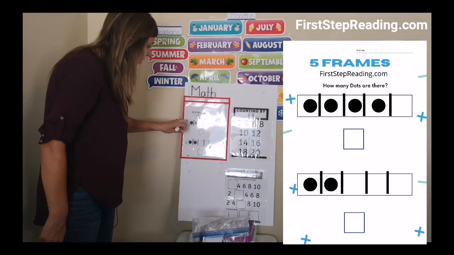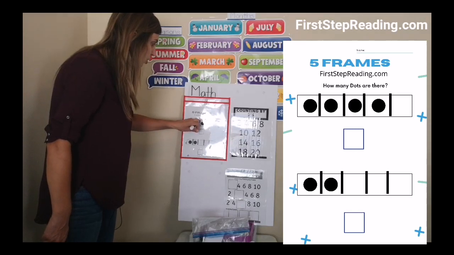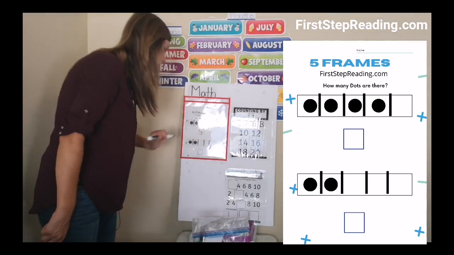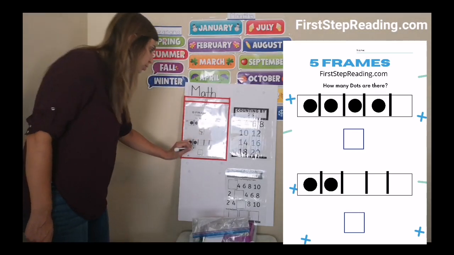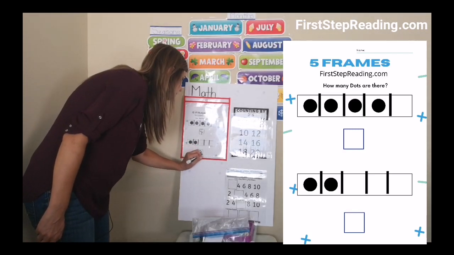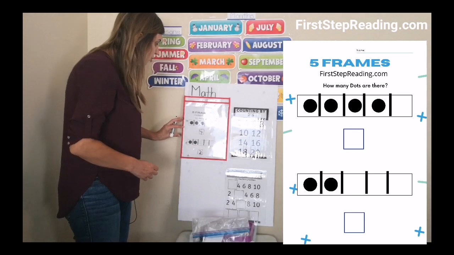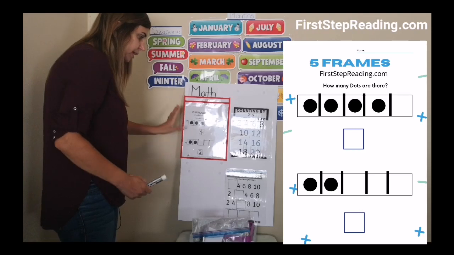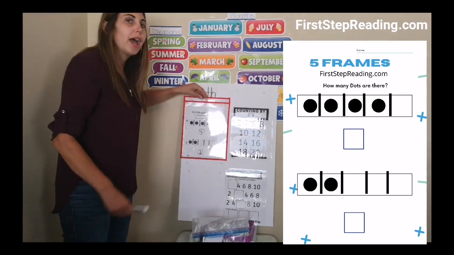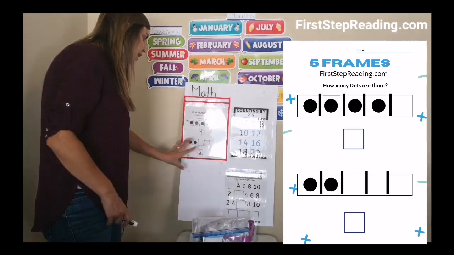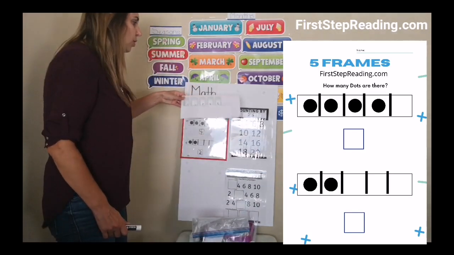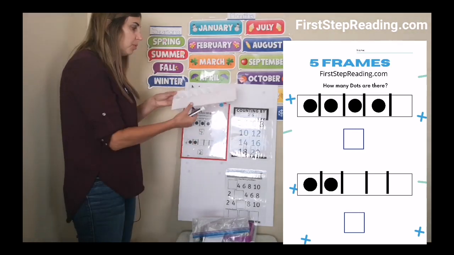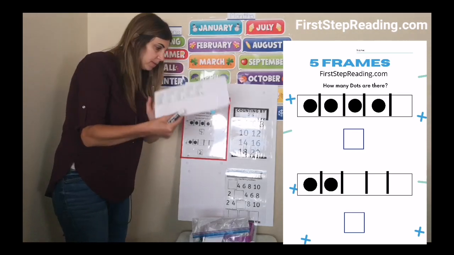So to count, we just count the dots. 1, 2, 3, 4. So you write the number 4. Here there's 1, 2, and you write the number 2. That's all we're doing today, is using our 5 frame and counting the dots. That's our math for today. On Thursday, we're going to add the dots, but for today, we're just counting the dots. And you can make your own 5 frame, and next week we will turn it into a 10 frame. But right now, we're just working with 5.